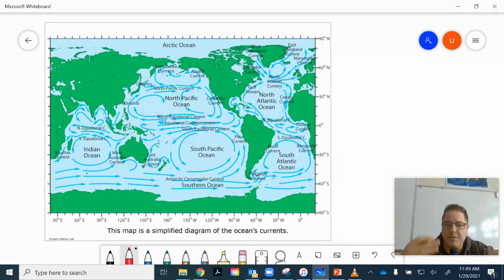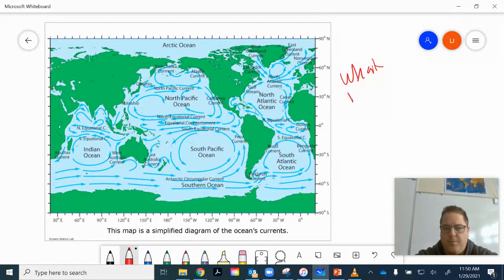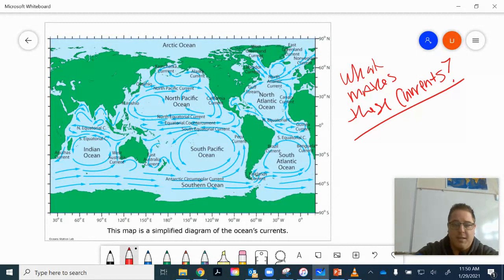And so these currents that we're talking about are throughout our oceans. So what does this represent? This represents water flowing on the surface of the ocean. Now you might be wondering, what the heck causes these currents? So Mr. Jensen, what makes these currents? Might be your question. What makes these currents?